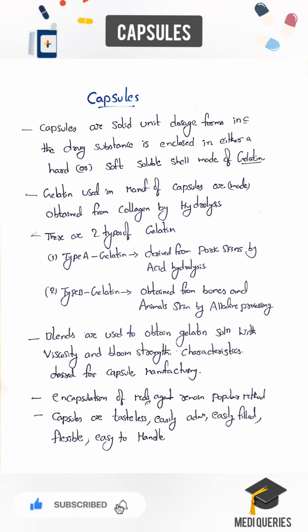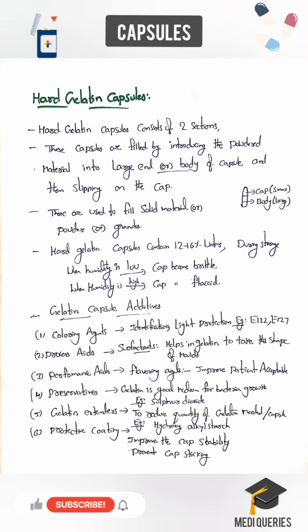Here, encapsulation of the medicament remains a popular method. Here, capsule dosage forms are more preferable. Why? Because they are tasteless, easy to administer, easy to handle, easy to fill, and flexible. Because of all these advantages, it is one of the most popular solid unit dosage forms. There are mainly two types of capsules, hard gelatin capsules and soft gelatin capsules.